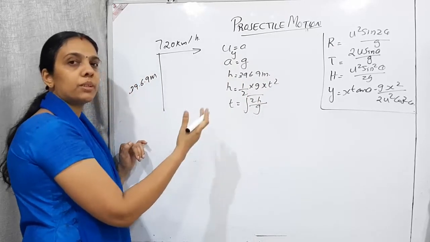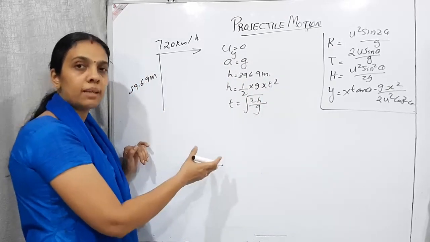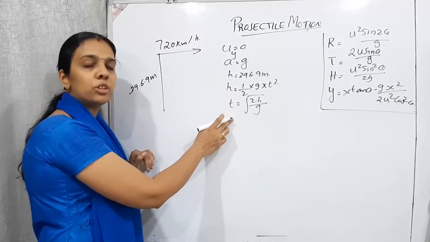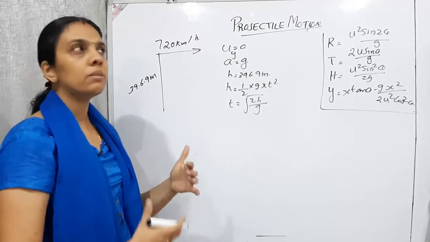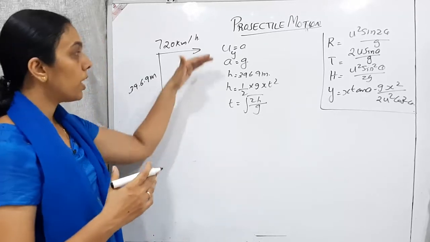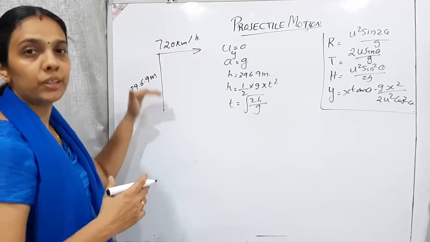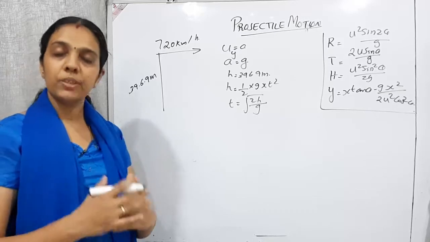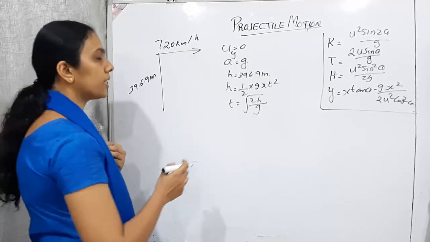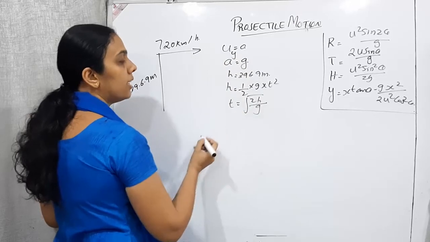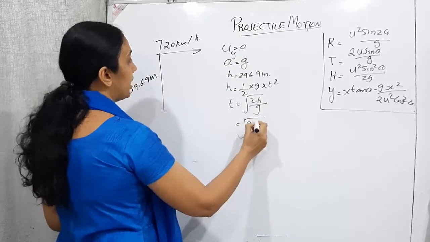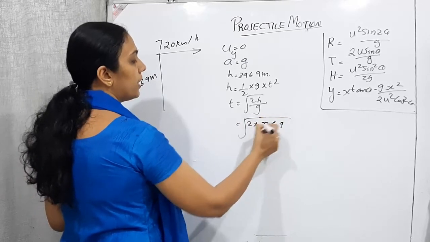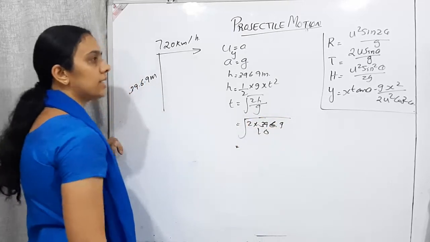I am doing it over here because if anybody is seeing the video for the first time, they should know how we are getting this value. But if you are regularly watching my videos, you would have understood that while we are considering the height, we need to consider only the vertical component of velocity. So the vertical component of velocity is 0, therefore we are getting root of 2h by g, therefore time will be root of 2 into 396.9 divided by 10. This will be the time required.